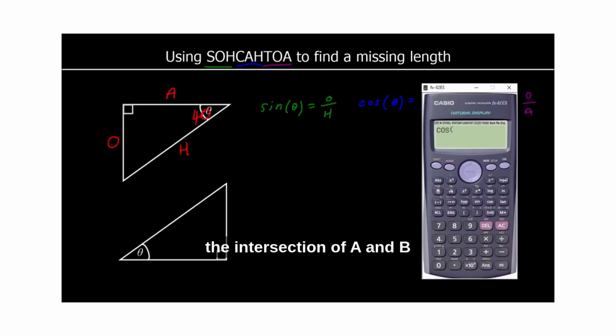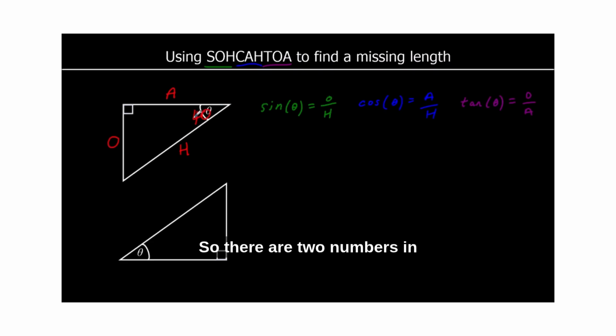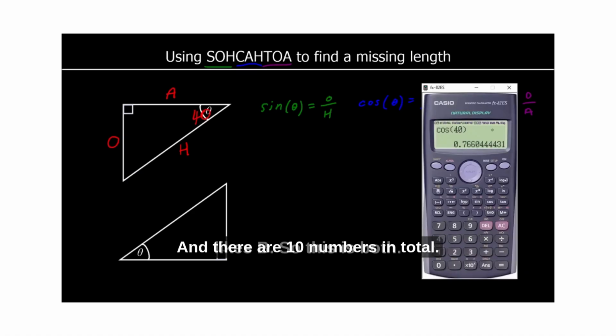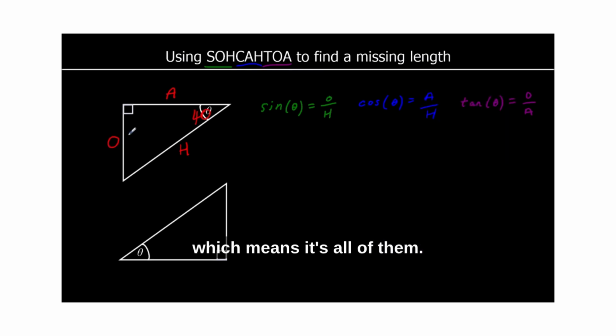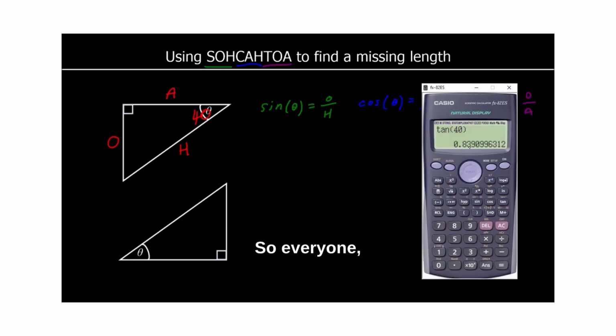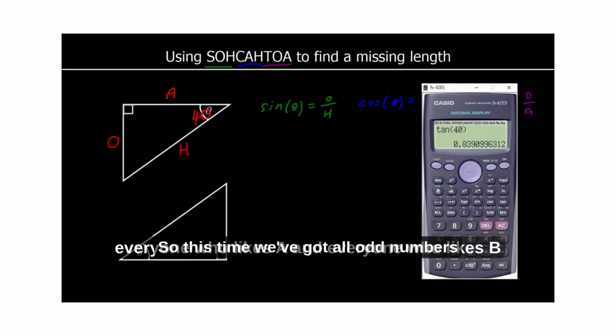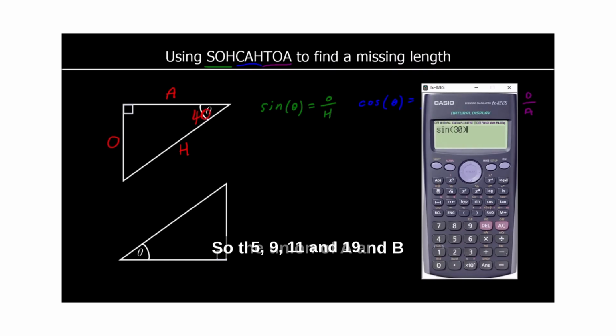And if we put cos 40 in, we get 0.766 and so on. So that tells you if this is 40 degrees, then A divided by H, so this length divided by this length, will always be 0.766 and so on. And if we put tan 40 in, we get 0.839 and so on. So the O divided by the A, this length divided by this length, will always be 0.839 and so on. And the calculator has remembered all of these ratios, so you can put any angle in, and it will tell you what the ratio is.